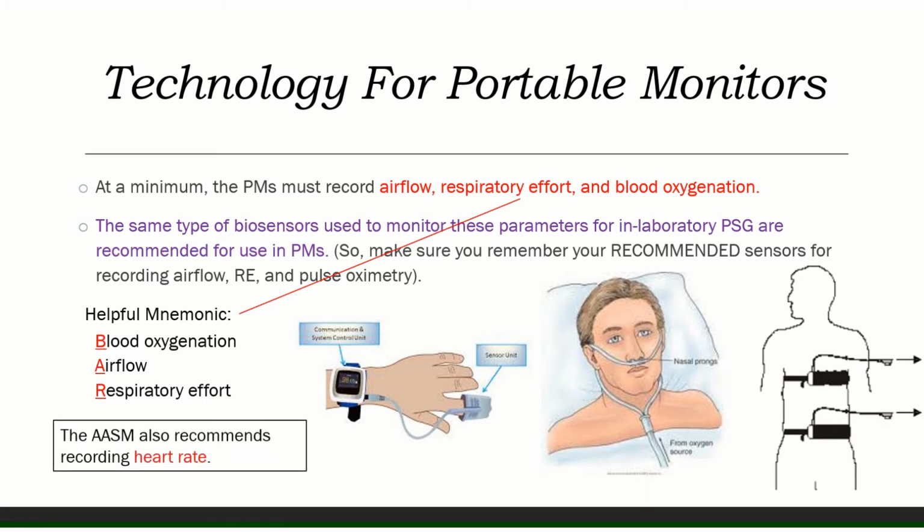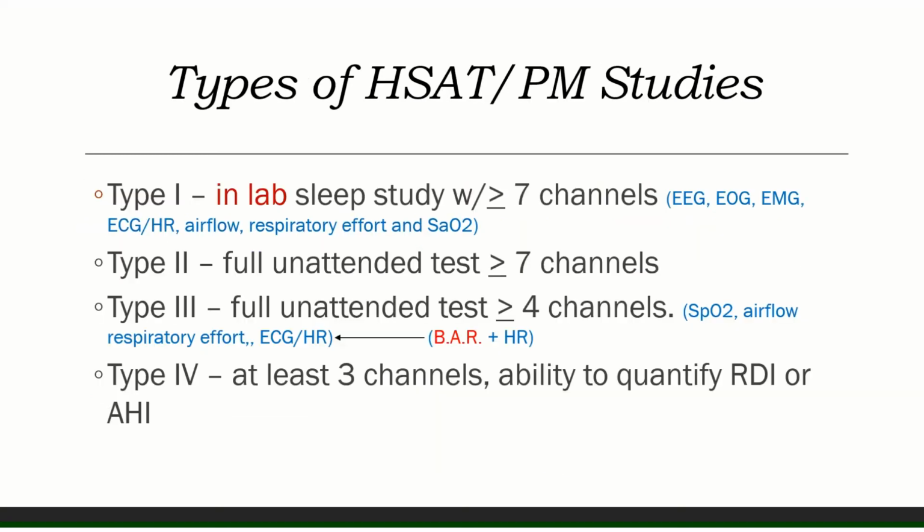Now, the AASM also recommends recording heart rate. And I can see that. I would think that would be important. That's what the AASM recommends, okay? But at a minimum, you need BAR: blood oxygenation, airflow, respiratory effort. That's the minimum. But they also recommend heart rate as an additional one. And it is on the test, by the way.